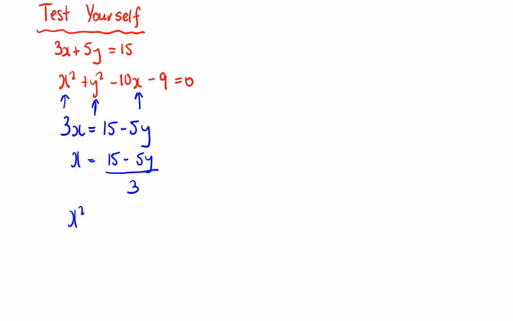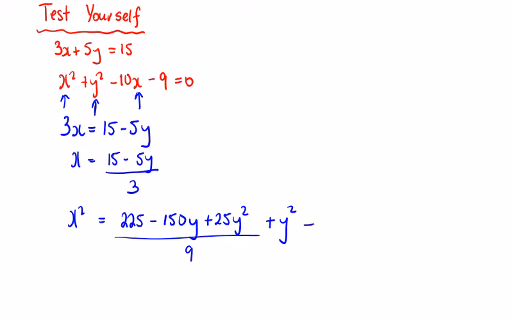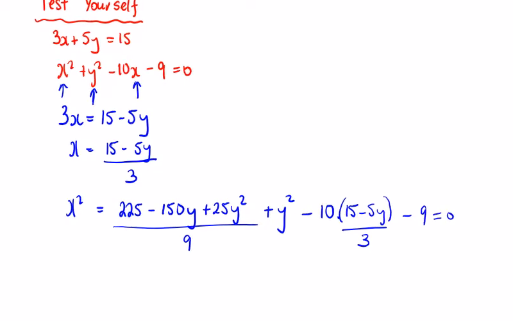So x squared, square the top, 15 15s are 225. 15 by 5y is 75y, and it's minus 75y twice, so 150y, and plus 25y squared over 3 squared, which is 9. So that's x squared. I'm going to have plus y squared, and I'm going to have minus 10x, so minus 10 times (15 minus 5y) over 3, and I'm going to have a minus 9 equals 0.